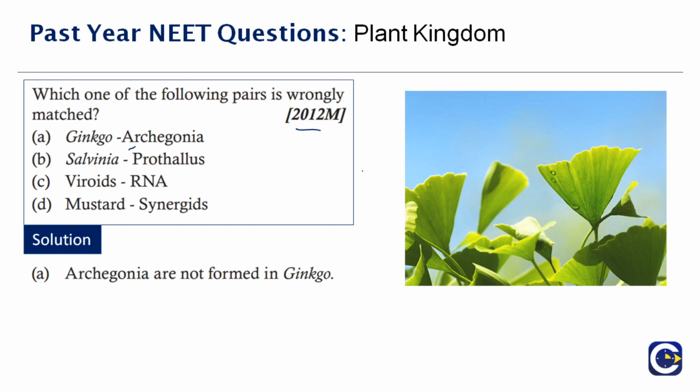So what is Ginkgo? Ginkgo is a genus of a highly unusual non-flowering plant. So to your right side you can see the image of Ginkgo. This is how it will be. They are a group of gymnosperms, consisting of a single living species, and Ginkgophyta is the division it belongs to. You can see how the leaves look. So the correct answer to this question is option A, Ginkgo, while all three other options are correctly matched.